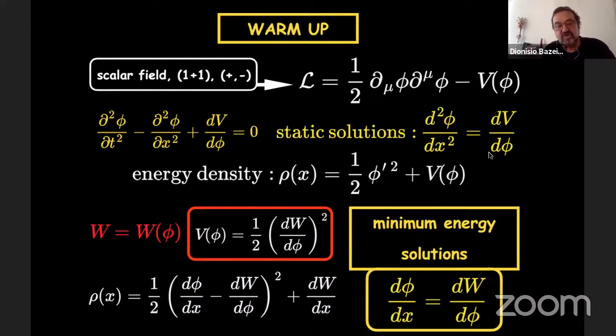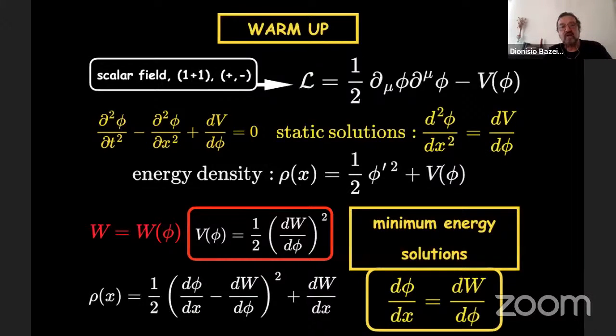Okay? So this is the methodology. This is the procedure you have to work with. We take a model, we look for the equations of motion, we write the energy, and we work with the energy density to write it in a form like this one. Then we get a first order differential equation that solves the equation of motion for minimum energy solutions.